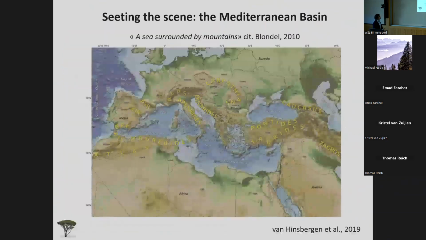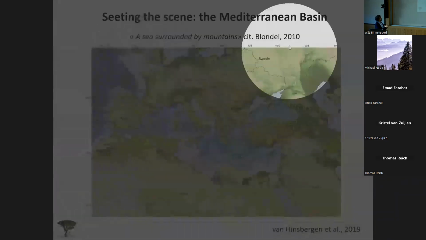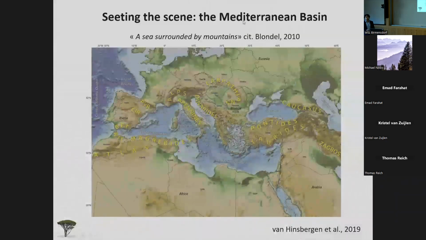So the Mediterranean, at least for me, is a very interesting study area. I've been working in the Mediterranean since my PhD, and as Blondel cited in 2010, it can be considered a sea surrounded by mountains. And this means that the environmental heterogeneity we have there is incredible. It's incredible in various terms, in terms of biological diversity, but also in soils, in environmental gradients, and so on. So it's really a nice study area.